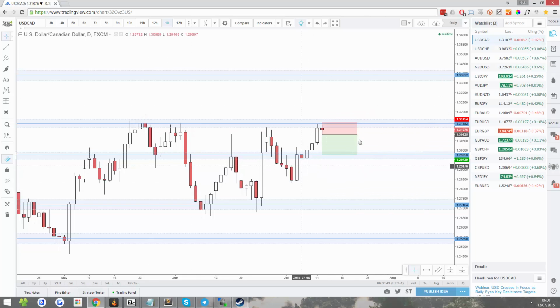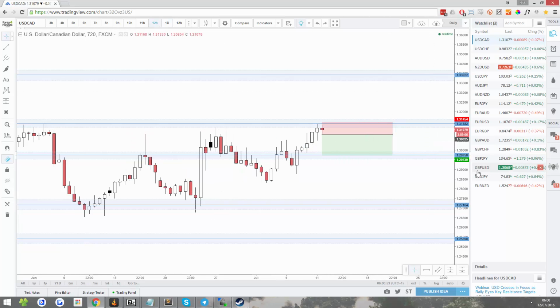So I'm going to keep a close eye on this. I might enter this trade depending on how it closes on the 12-hour. The 12-hour is going to close in 4 hours, so I'm going to keep a close eye and see what happens.